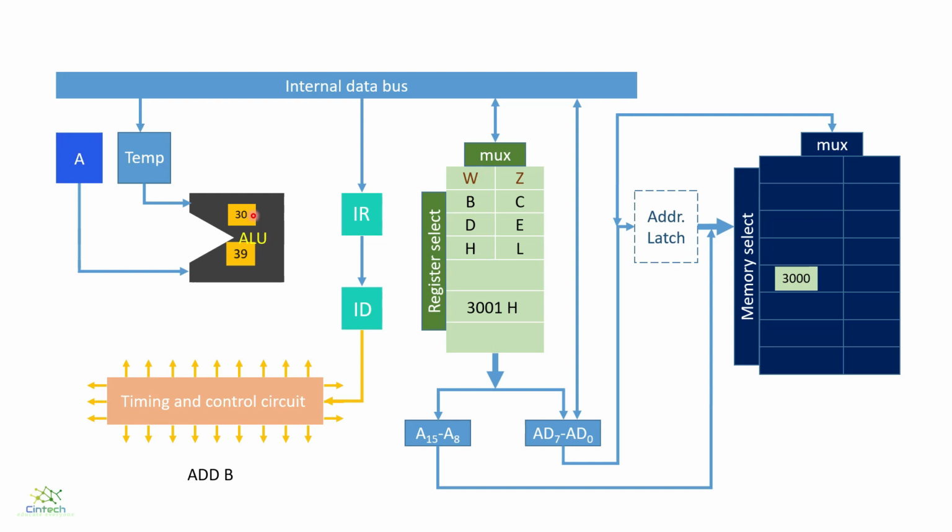8085 has an 8-bit ALU. The timing and control circuit has already told the ALU to add the operands, so it's going to perform the addition and send the result back to the accumulator. I hope you kind of know by now that the accumulator holds the result after each and every ALU operation.